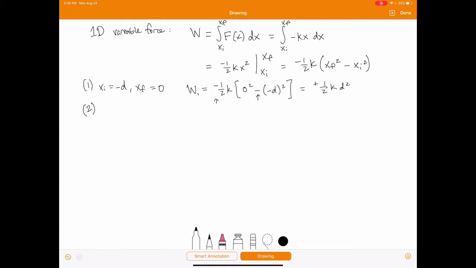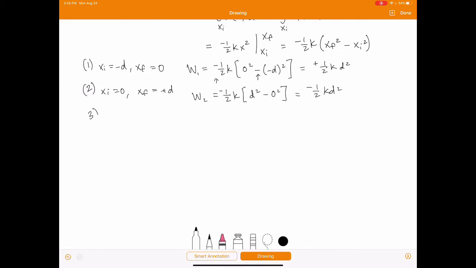That's when we go from x initial is 0 to x final is positive d. Okay, so let's call this the work for the second segment. I'm going to have minus 1/2 k. And I just need to plug in the values of x final and x initial. X final is d, and I square that. X initial is 0. So I have minus 1/2 kd squared for the work done in the second segment.